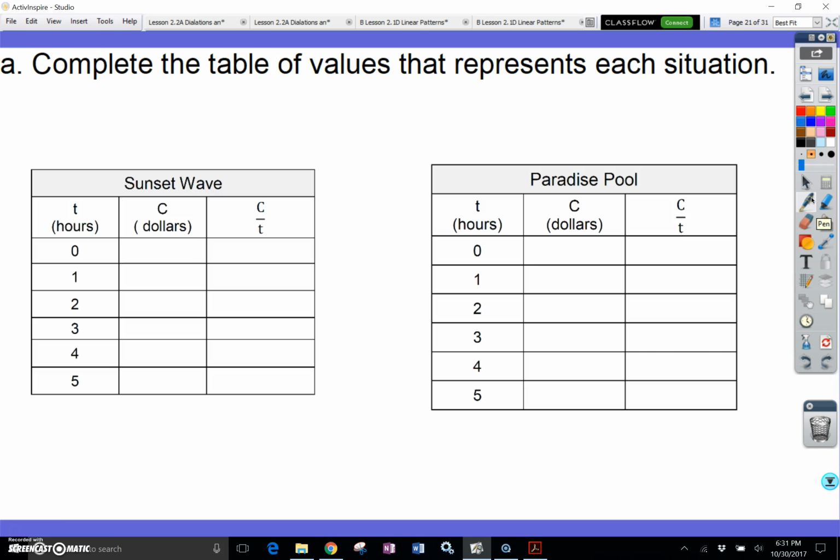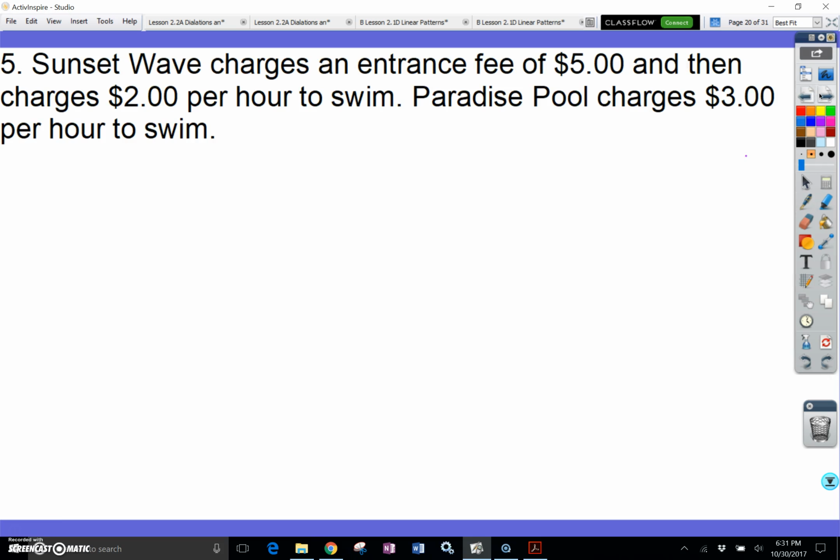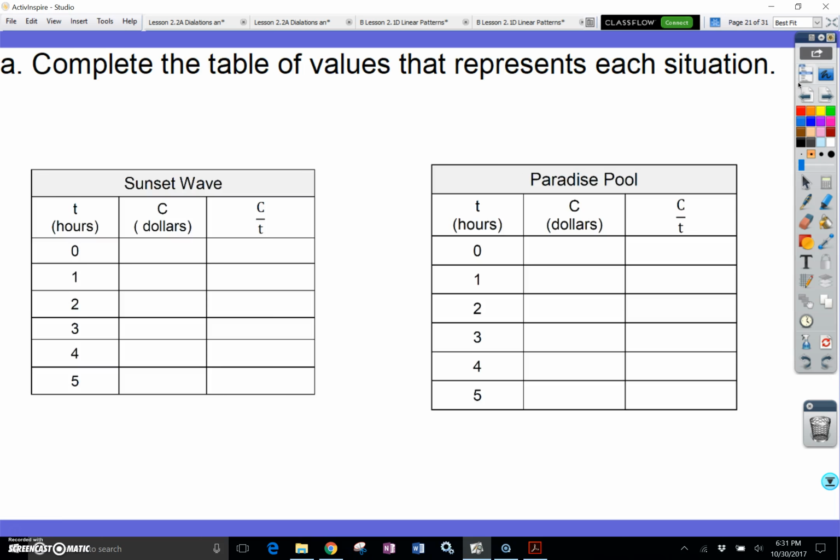So it says let's complete the ratio. First off, Sunset charges the initial $5, but then it's only $2 every hour. If I add $2, it would be $7. If I add $2, it would be $9, so on and so forth. And you should have a table that looks something like this, 13, 15.